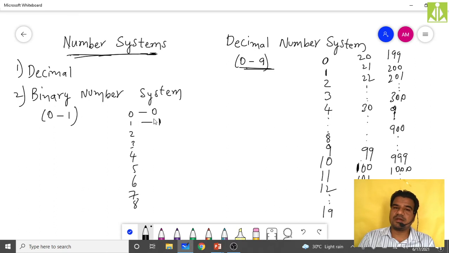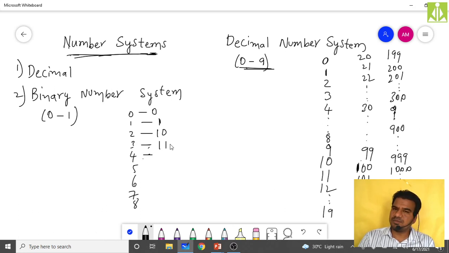So to represent 0 count, we are taking 0 only. To represent 1 count, we are taking 1. But when it comes to 2 count, do we have any single digit which is possible to show over here? No, we already ran out of the digits. So whenever we run out of the digits, what we do is increment the position. Here also we do the same thing. Because we run out of the digits, we increment the position and make the number combinations. So to represent 2, we use 1, 0. To represent 3, 1, 1.